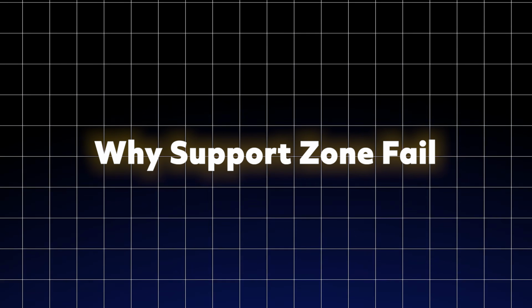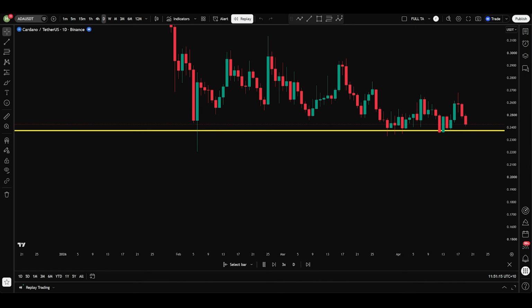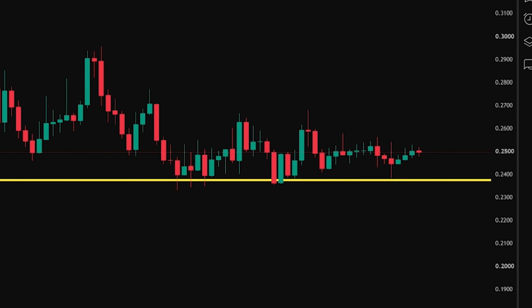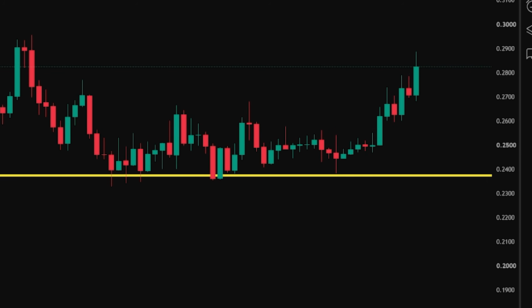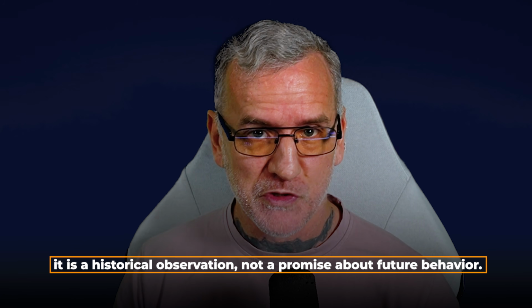Before we get into why zones fail, we need to agree on what a support zone actually is. Because most of the failures start with a misunderstanding right there. A support zone is not a line. It is not a single price. It is a region where buying pressure has previously been strong enough to absorb selling pressure and turn price around. That is it. It's a historical observation, not a promise about future behavior.